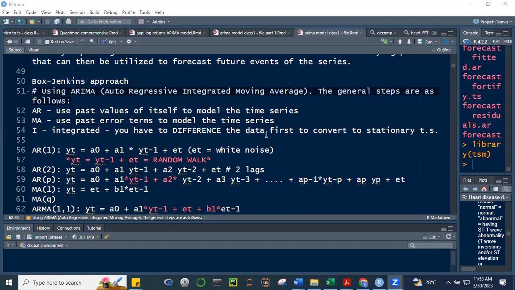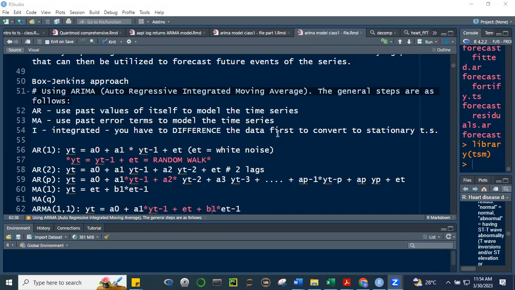Bakit natin kailangan i-difference yung data? Why do we need to difference the data? Let's go back to the past few lines, class. The answer is there. Yes, kasi kailangan kung ano yung past values, kailangan kunin yung past values. Okay? Not necessary naman. Pwede naman hindi natin gamitin yung past values.